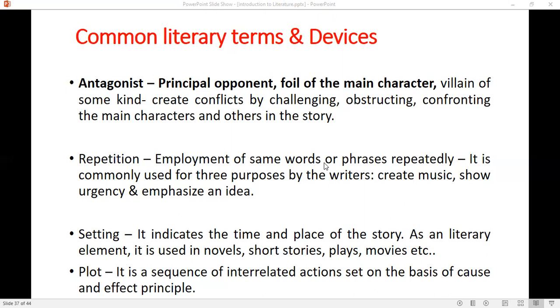Setting, it indicates the time and the place of the story. As a literary element, it is used in novels, short stories, plays, movies, etc. Plot, it is a sequence of interrelated actions set on the basis of cause and effect principle.